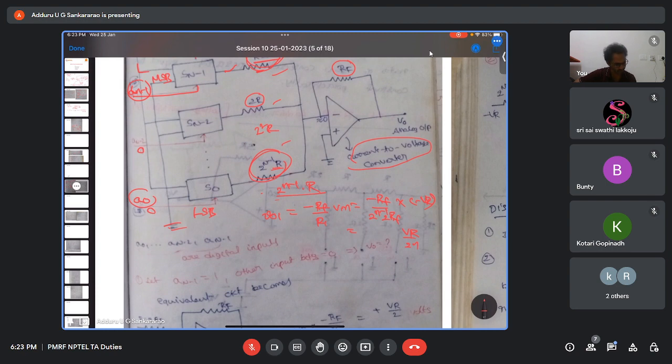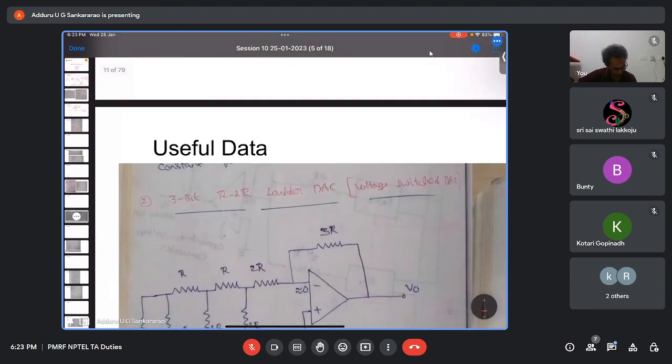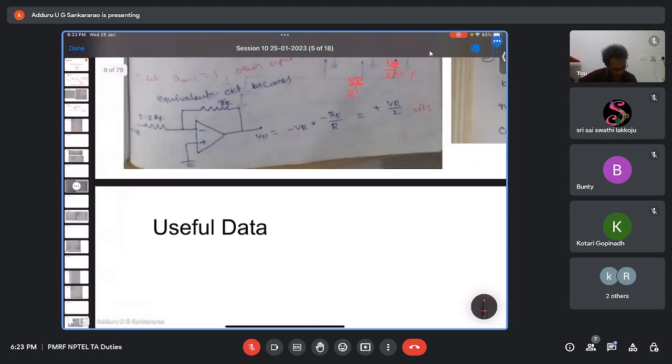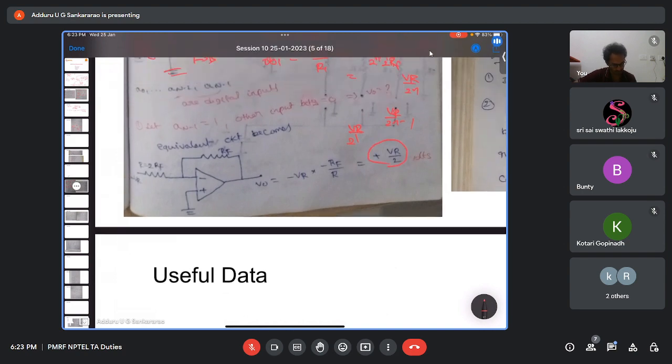The next bit, that means the A1 bit is 1 and the remaining are all 0, then what do we get? VR by 2 power n minus 1. Like that, for the final bit, what do we get? VR by 2 power 1 you will get. So that will be the output. So if you see here, if you give 1 to the most significant bit and the remaining are all 0, VR by 2 you'll get.